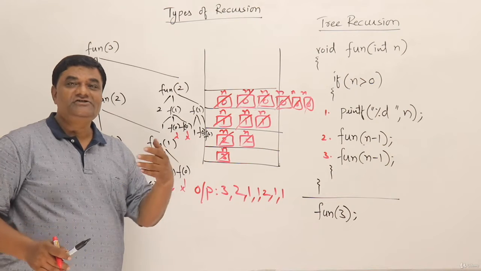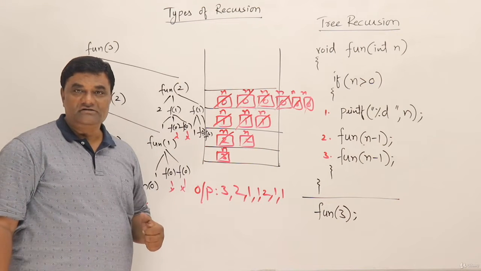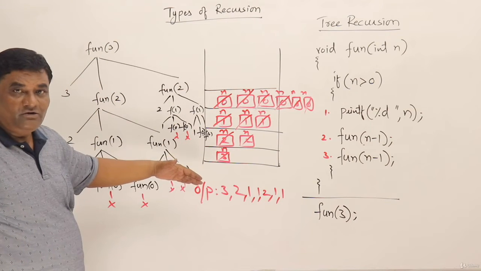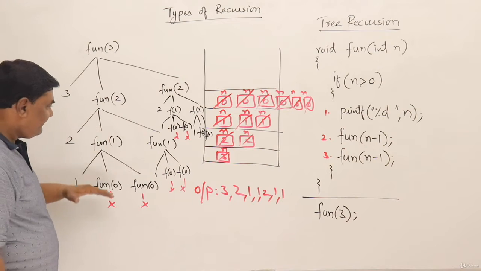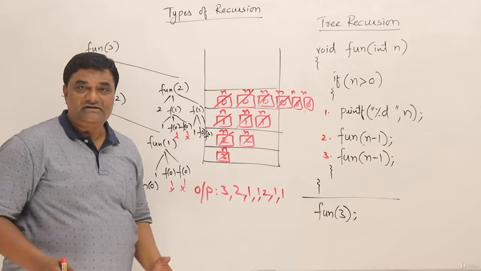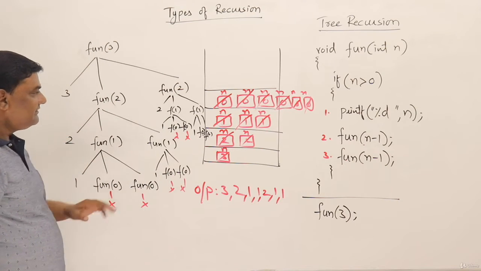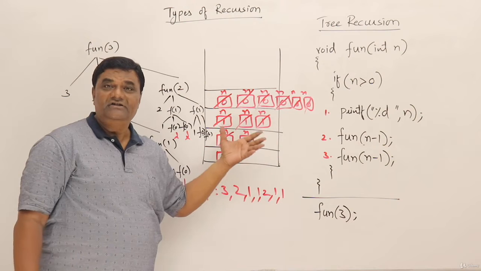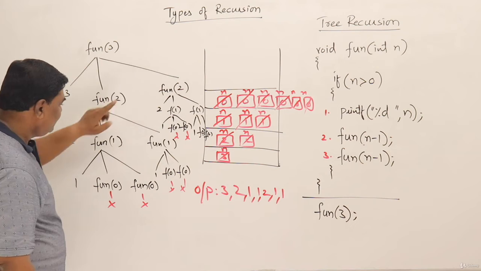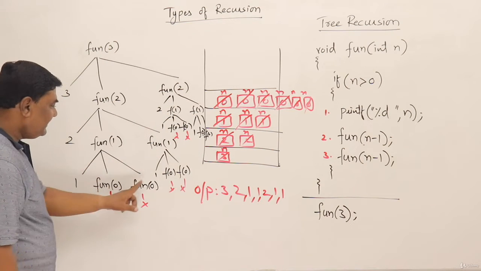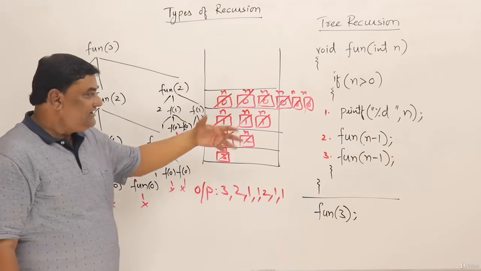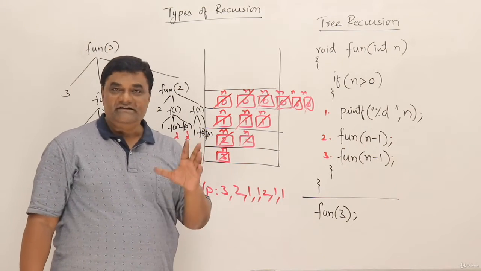So I have simultaneously shown you how the activation record works. You can see that the maximum size of the stack was how much? 1, 2, 3, 4. Maximum was 4. And total how many activation records are created? As many as there are calls. I did not draw all, I have just given the idea. I did not draw each and every call here. If I count them, 1, 2, 3, 4, 5, 6, 7, 8, 9, 10, 11, 12, 13, 14, 15. So total 15 calls are there. So 15 times activation records are created and deleted.